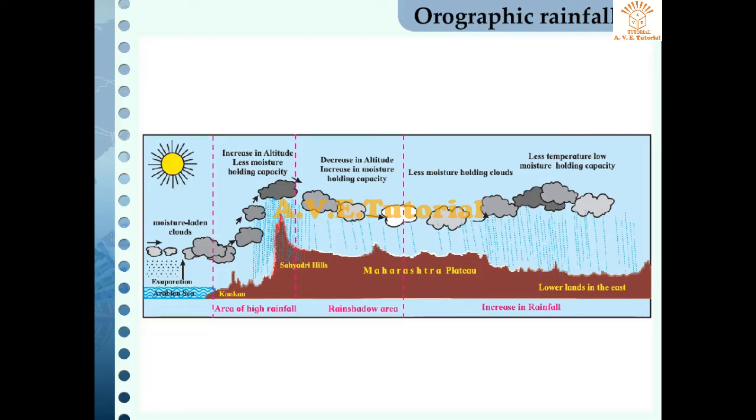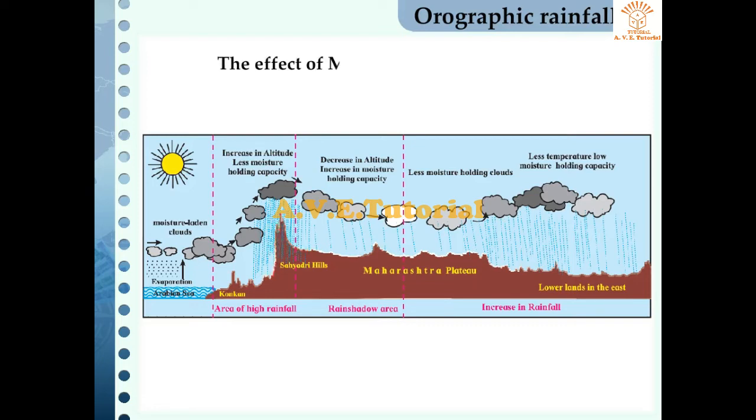The windward side of the mountains gets more rain. The amount of vapor in the air reduces after crossing the mountain, and the moisture holding capacity of the air increases. The leeward side of the mountain gets lesser rainfall, and hence this area is identified as rain shadow area.